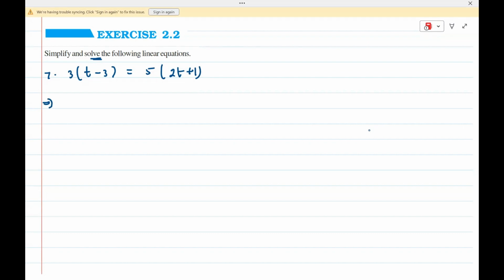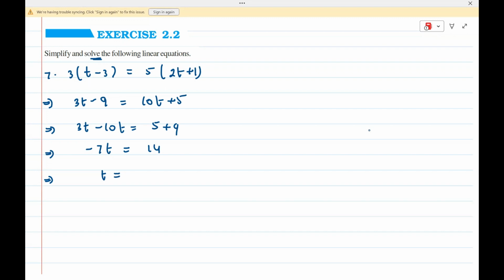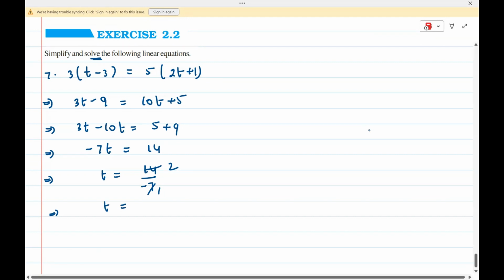So first of all, we need to open the bracket. The number will get distributed. Right-hand side, 10t plus 5. Separate the variable: 3t minus 10t, and then 5 plus 9. 3t minus 10t is minus 7t, and that is 14. So here t is nothing but 14 upon minus 7. We can do the cutting, 7 ones are 7, 7 twos are 14. And t is 2 upon minus 1, which is nothing but minus 2.